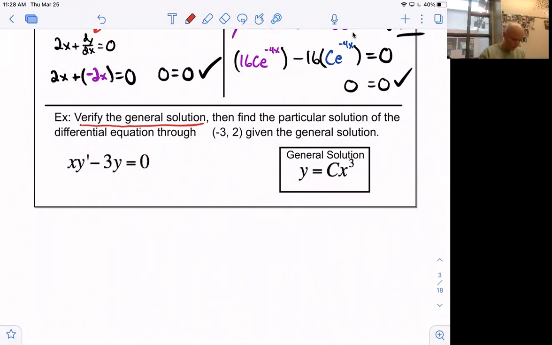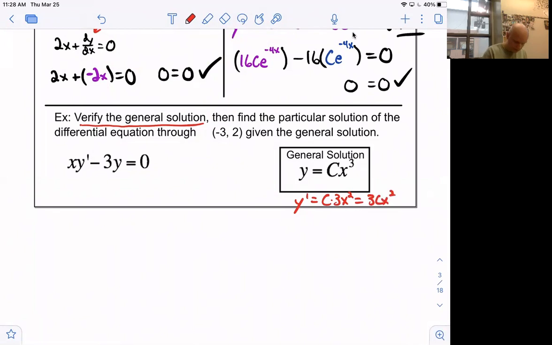Okay. So in my differential equation here, I see an x, I see a y prime, and I see a y. So I'm going to need to take the derivative of this. So my y prime will be, so it's c times x to the third. So the derivative will be c times 3x squared. The c doesn't get destroyed because it's being multiplied. So that's 3c x squared.